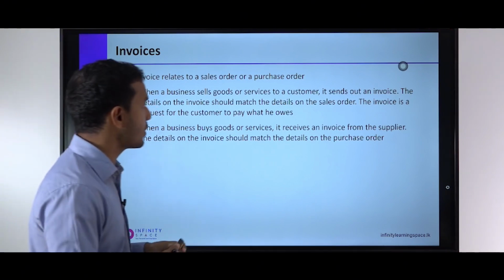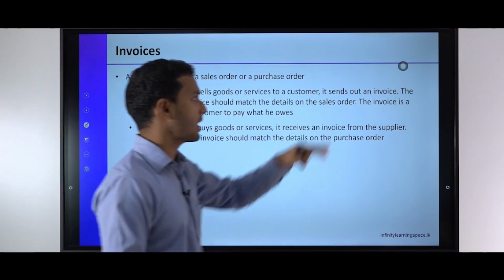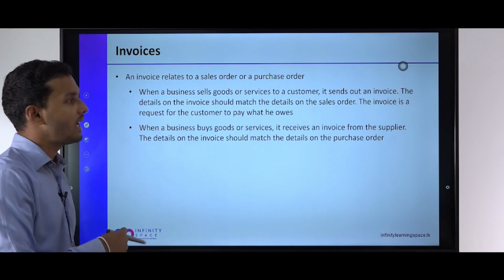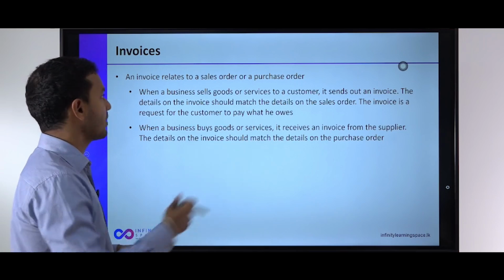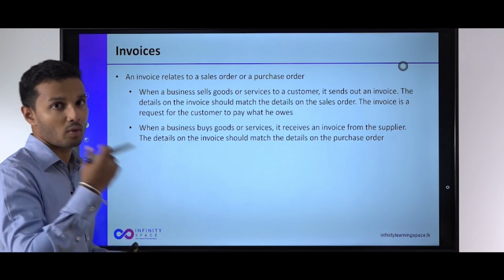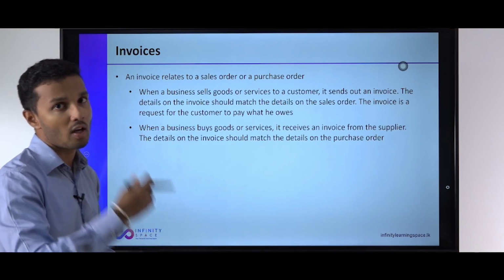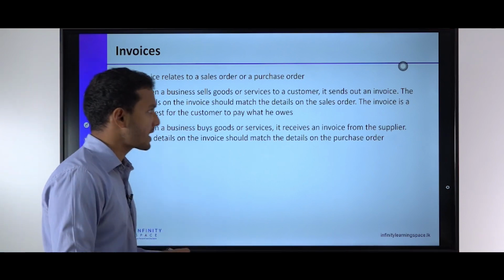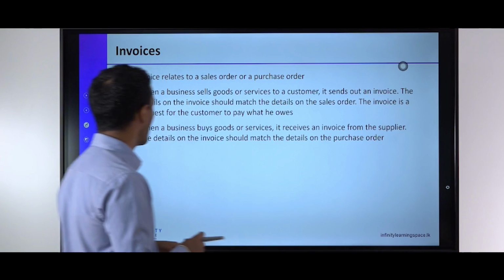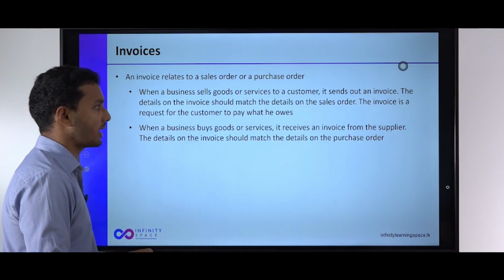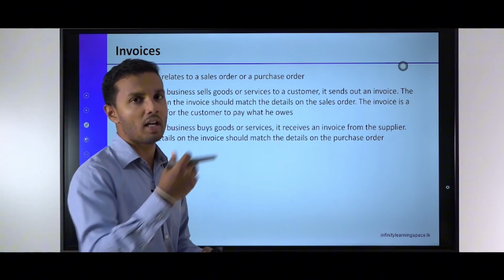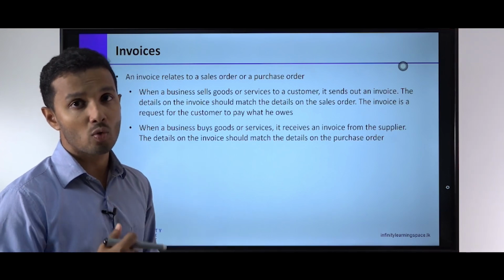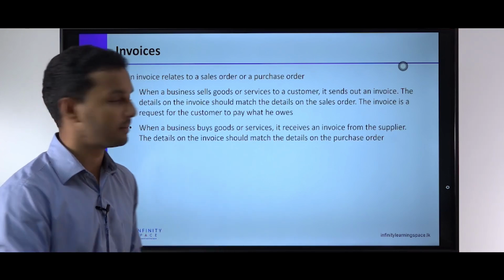When a business sells goods or services to a customer, it sends out an invoice. Normally the business that sells the goods will have to issue the invoice, and that invoice will be called a sales invoice by the business that issued it, the business that sold the goods. The details on the invoice should match the details of the sales order. The invoice is a request for the customer to pay what he owes. So the invoice sent by the business is a request to the customer to pay what he has to for the goods delivered to the customer.